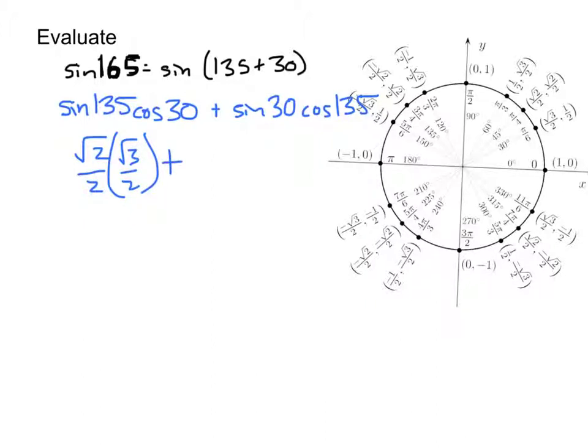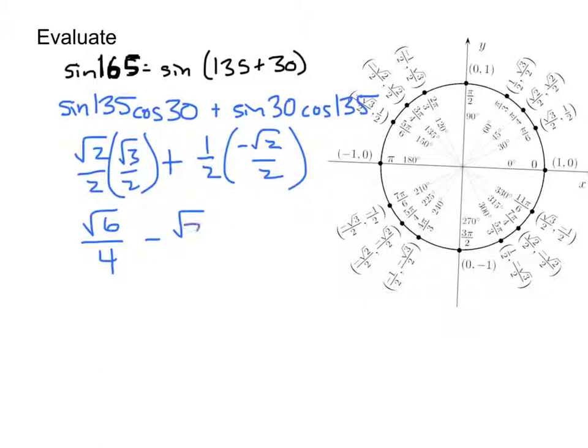Plus the sine of 30 degrees, so 30, the sine is the y value, 1/2. So plus 1/2 times the cosine of 135, so here's 135, the cosine is the x value, negative root 2 over 2. Okay, multiply the numerators and the denominators. That's square root of 6 over 4 minus the square root of 2 over 4, because this was a negative over here.